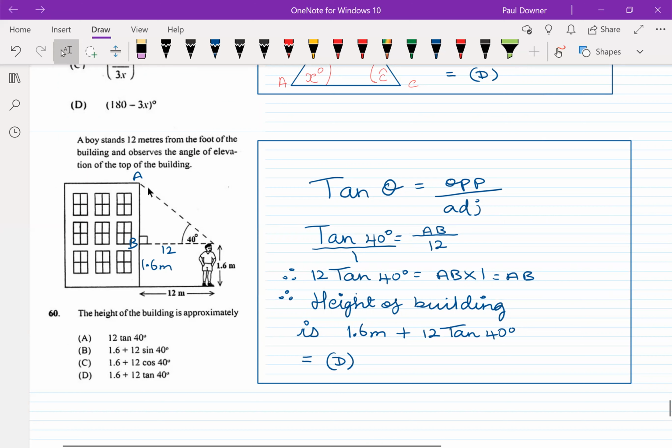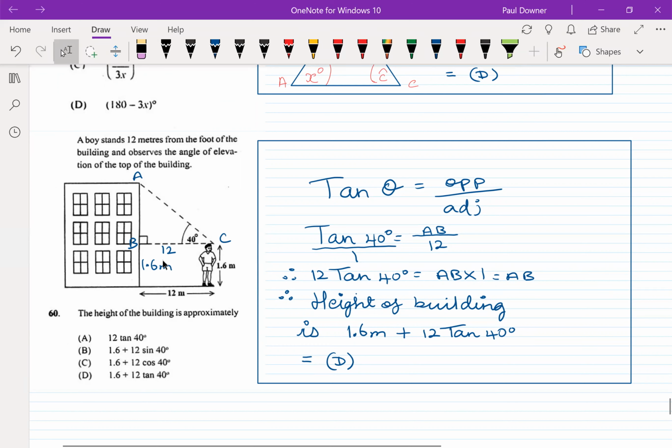Now the height of the building really is AB plus 1.6, right? From A to B, and then you have to add the 1.6, and that will give us the height of the building. So the first thing we're going to do is work out AB. And then the answer will be 1.6 plus whatever we got for AB. So if we look at the triangle AB and come across to the boy's head, let's call that C, we're going to look at the triangle ABC.